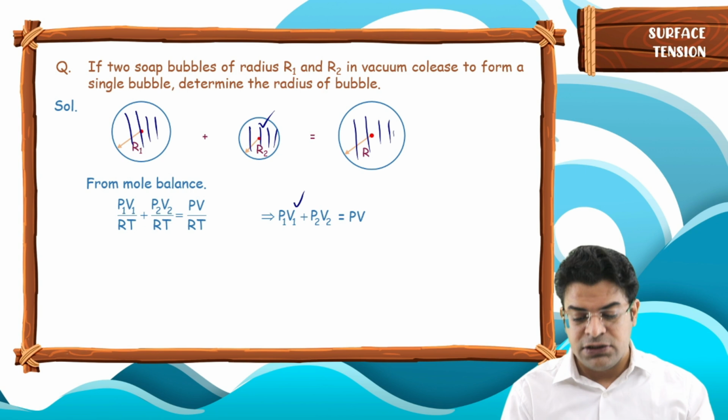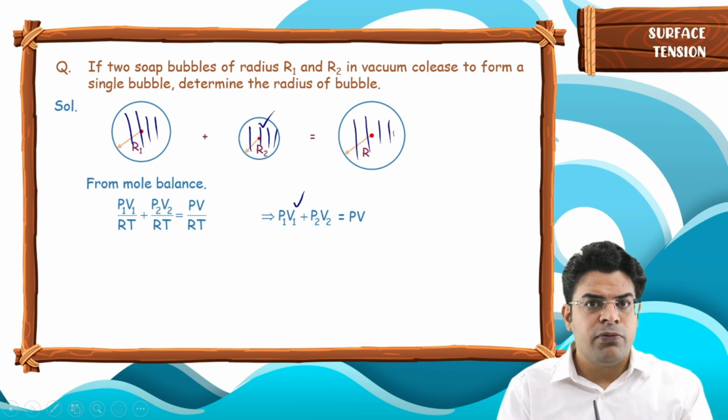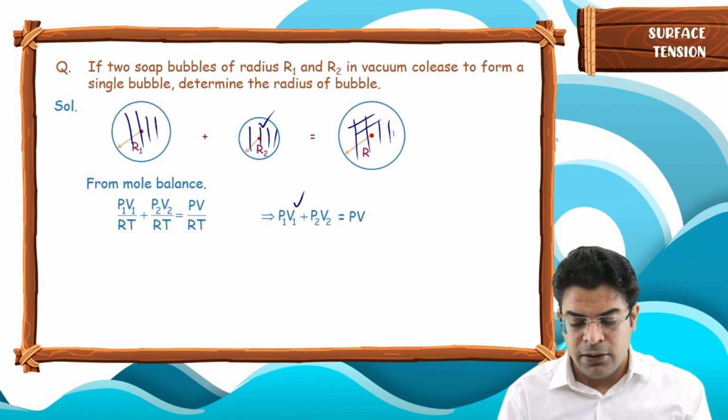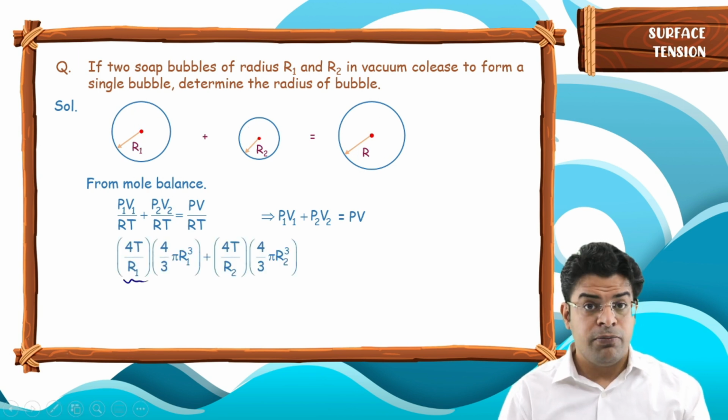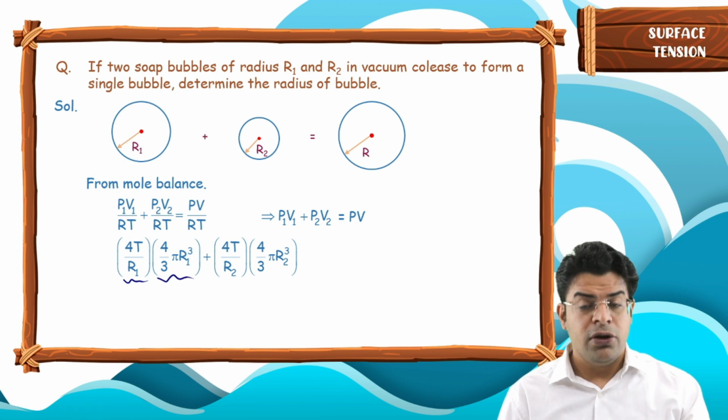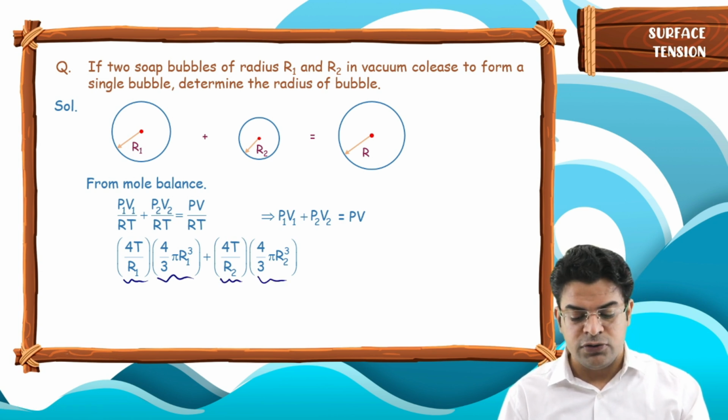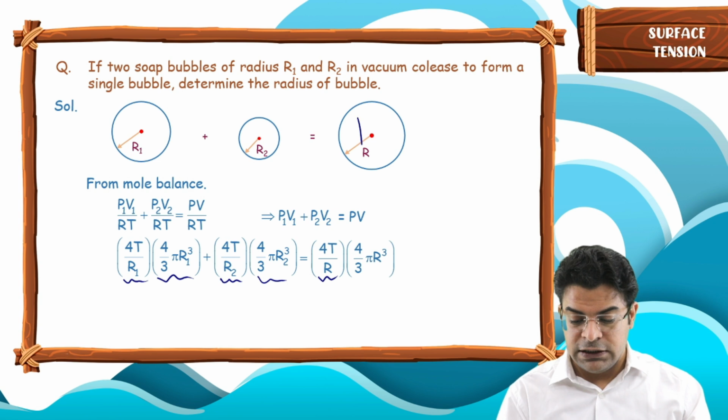Pressure inside this bigger bubble form is 4T by R, and volume will be 4/3 πR³. So doing this, you get 4T by R1, the pressure inside the first bubble, into its volume, plus the pressure inside the second bubble into its volume, equals the pressure inside this final bubble multiplied by its volume.